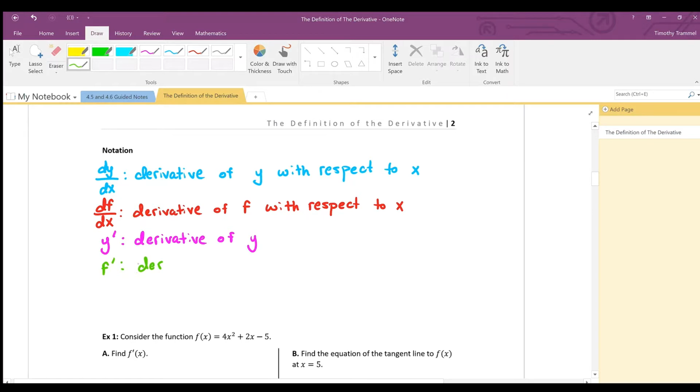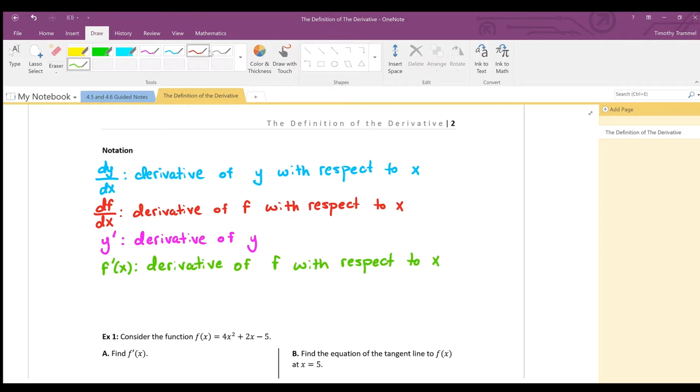And the nice thing here is if you do have this notation, you're probably going to write what your variable is here. And so then we know we're going to differentiate with respect to x. So it's the derivative of f with respect to x.